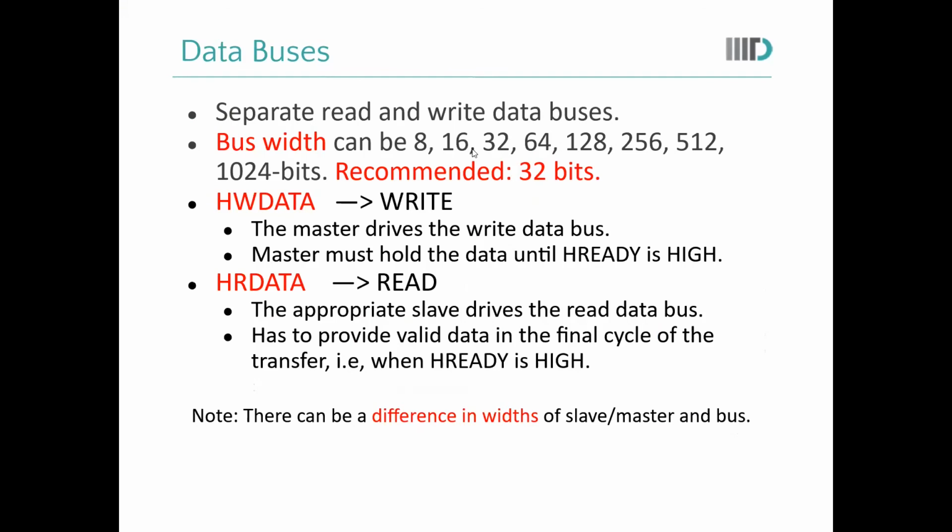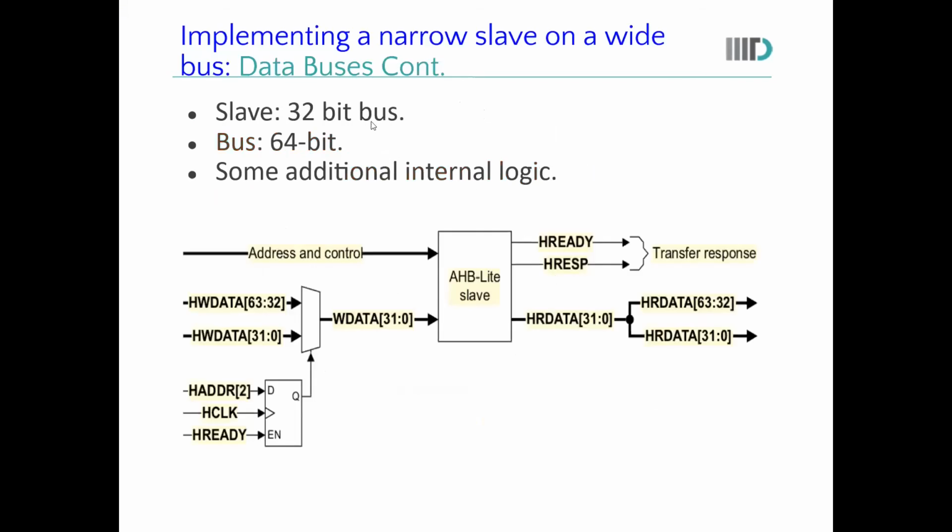Data buses. The data bus width can be of different widths: 8, 16, 32, 64, and so on, but the recommended width is 32. HWDATA is for write and HRDATA is for read. There can be a difference in widths of the slave, the master and the bus. Now moving on to the next slide.